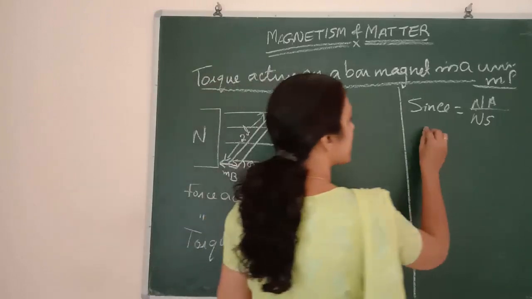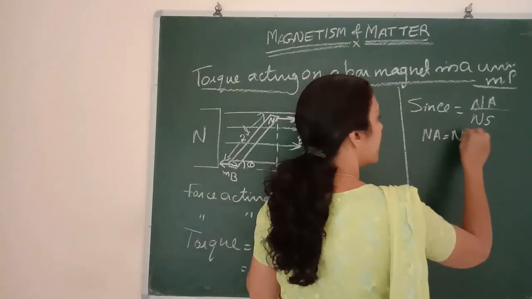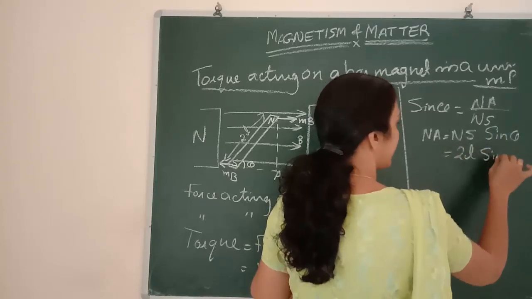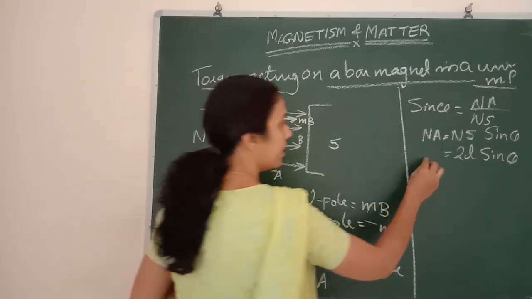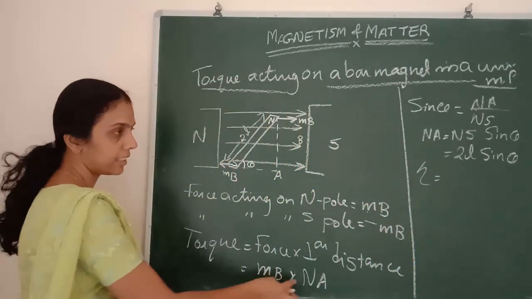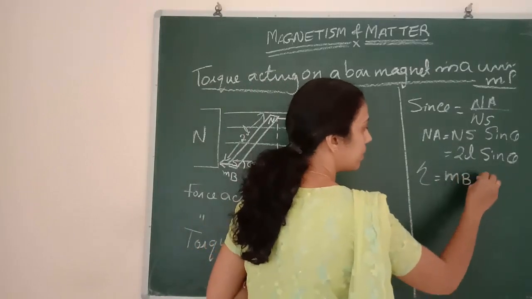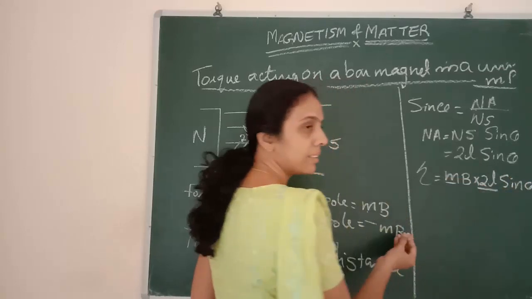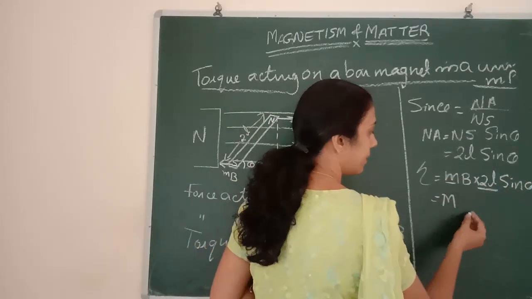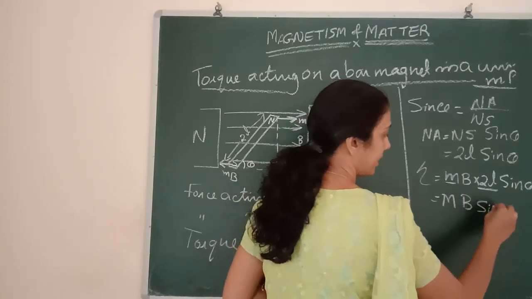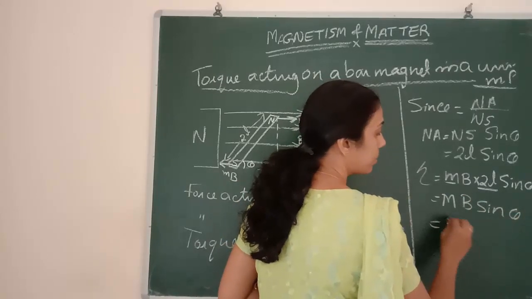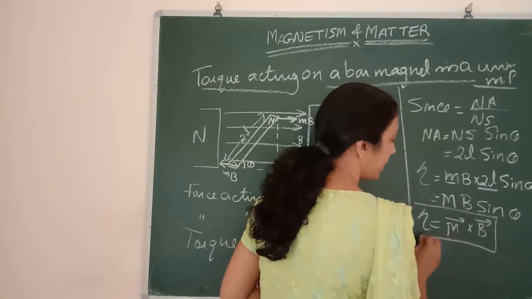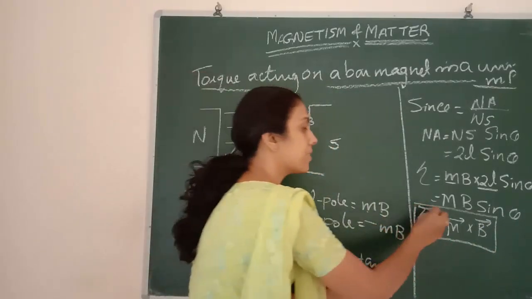So what is NA? NA will be equal to NS into sin theta, which is 2l sin theta. So torque tau equals mB into 2l sin theta. What is m into 2l? The magnetic moment, capital M. So torque equals M B sin theta, which is M cross B. Torque tau equals M cross B. Understood how we are writing?